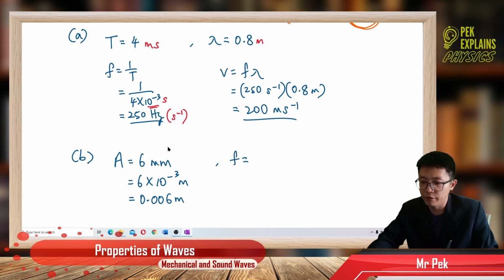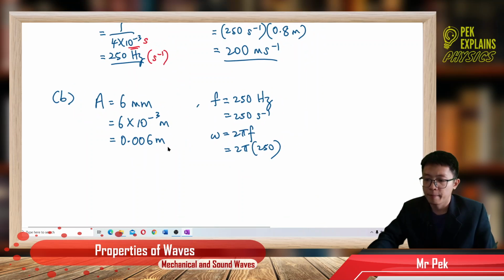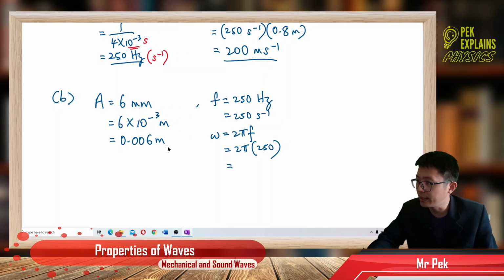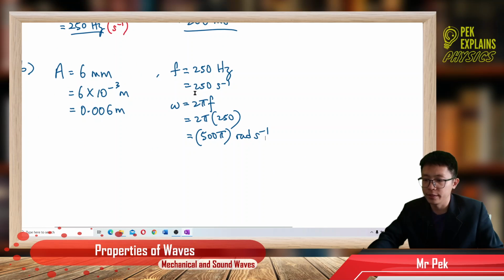I have my frequency, 250 hertz, or 250 per second. So find my omega. I can find my omega, which is 2 pi f, which is 2 pi times 250 per second. So it is 500 pi radian per second. My frequency is per second, so my omega is radian per second.